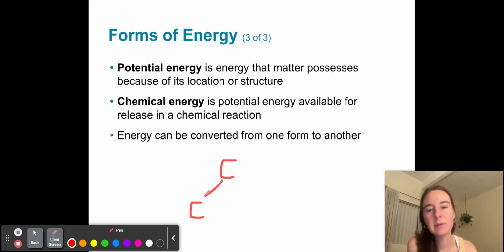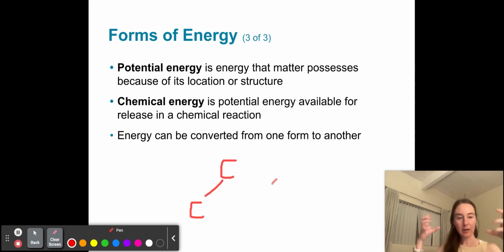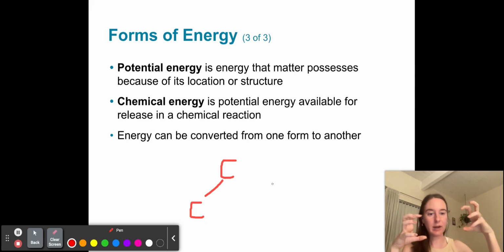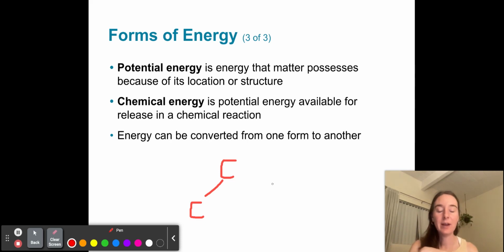There's this bond that's formed. They are literally in their location. They're in a certain position, right? They're close to each other. Now, they also have the potential to move away from each other, right?